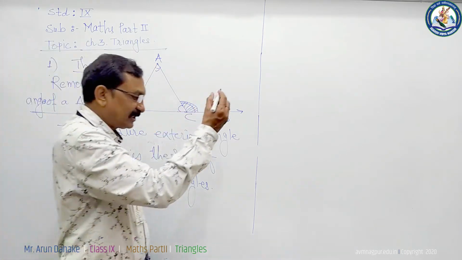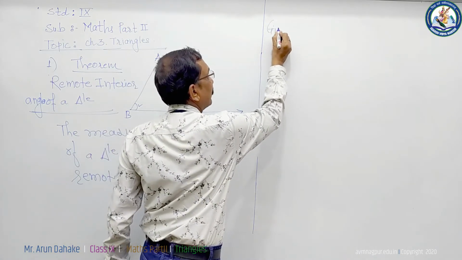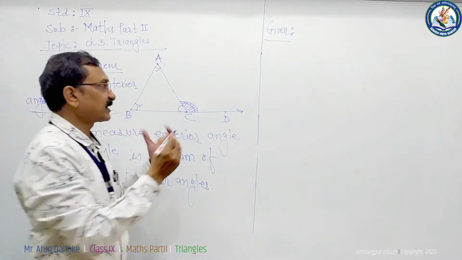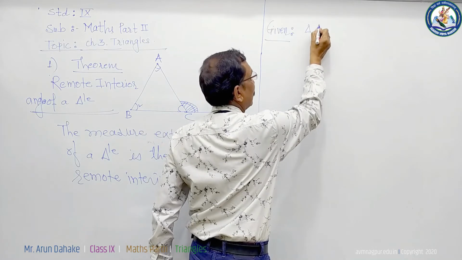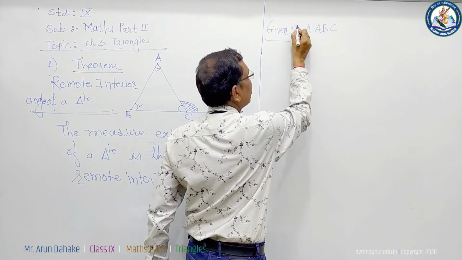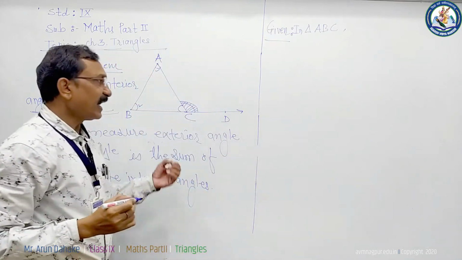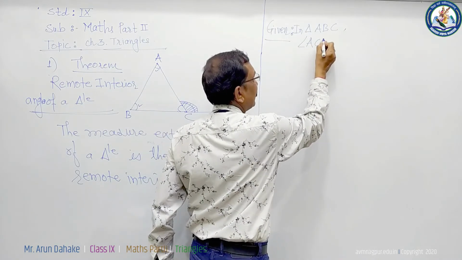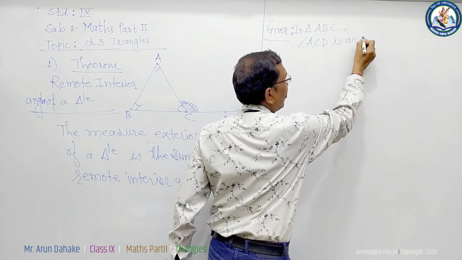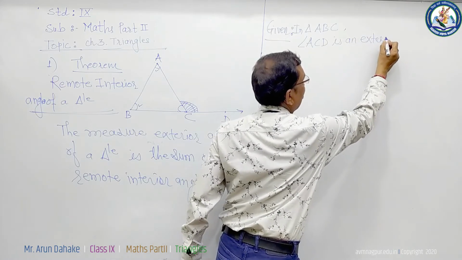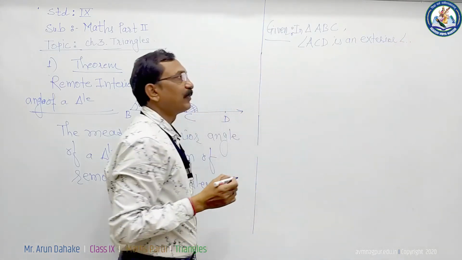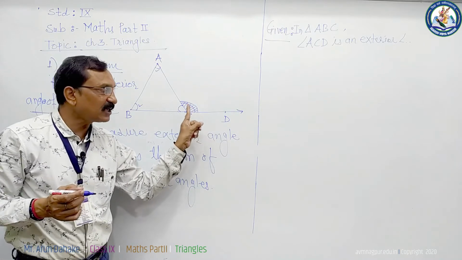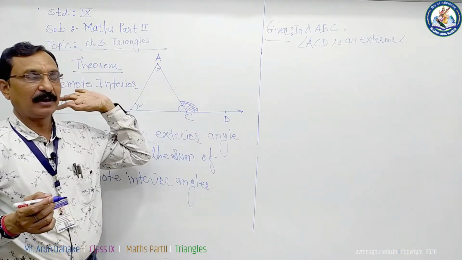That means what do you have to prove? So, we will see the given. Now, in the given, what is given there? ABC is a triangle. In triangle ABC, which one is the exterior angle? ACD is an exterior angle. This is a very important given. ACD is an exterior angle of triangle ABC.